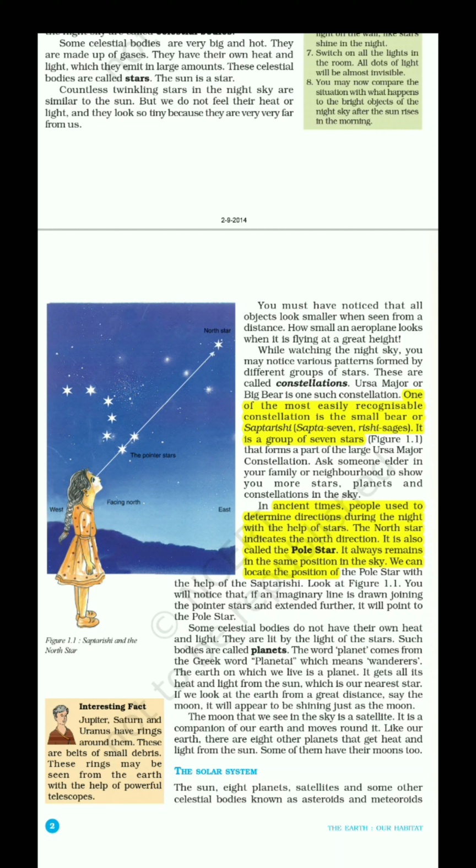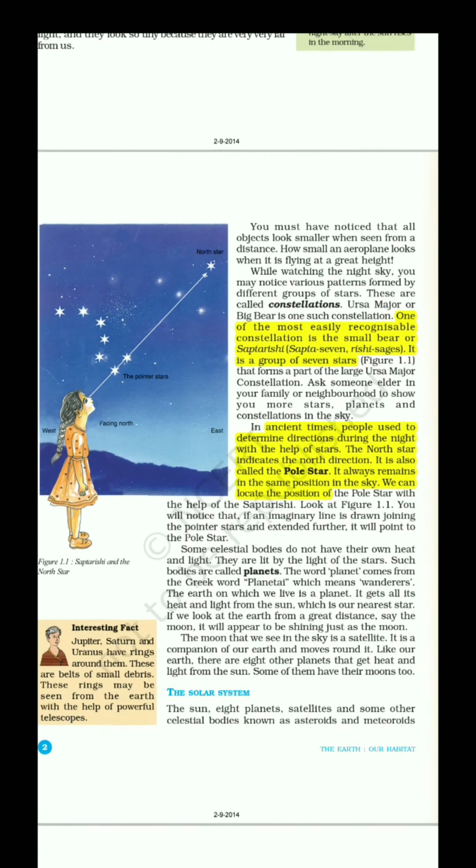The North Star indicates the north direction. It is also called the Pole Star. It always remains in the same position in the sky. We can locate the position of the Pole Star with the help of Saptarishi, right? So another important thing, here it is written, right?